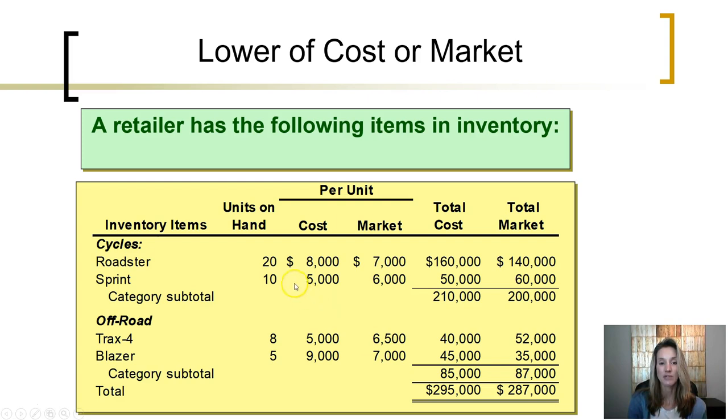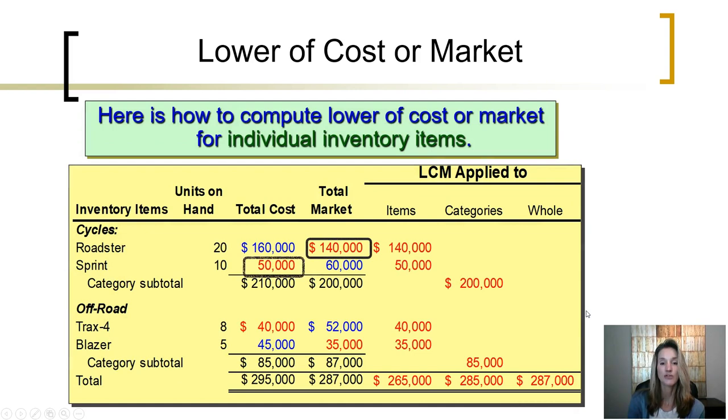So by extending these out, 20 units had been purchased at a cost of $8,000 each. Total cost of the Roadster inventory item, $160,000. The current replacement cost, or the current market value, is $7,000. 20 units at a current replacement cost of $7,000 each. The total market value currently is $140,000. So we're extending this out to get the total cost and the total market for each inventory item, and then adding them up to get the total for each category, and then to get the total for the inventory taken as a whole.